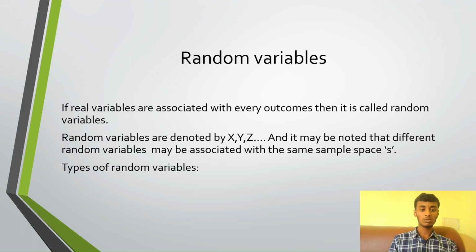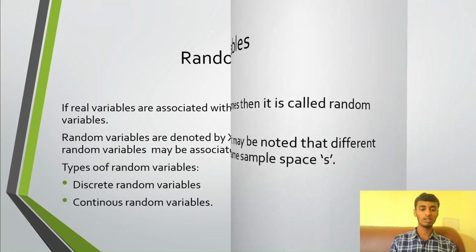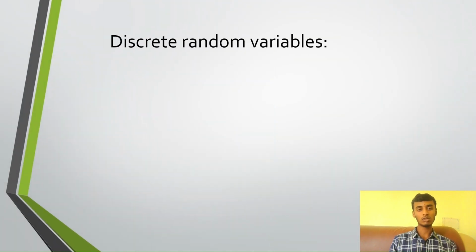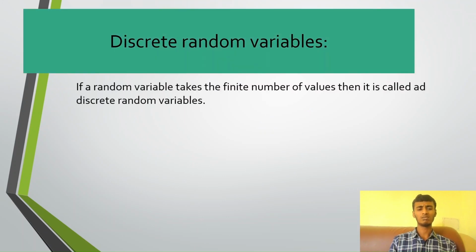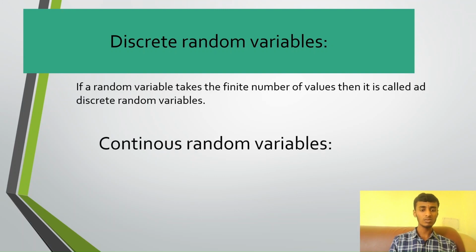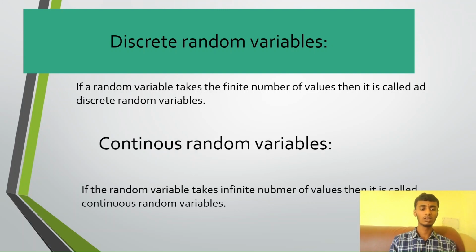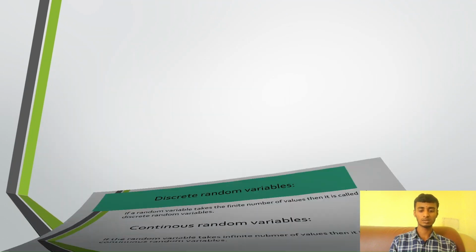There are two types of random variables, discrete random variables and continuous random variables. We will discuss the discrete random variables first. What is a discrete random variable? If a random variable takes a finite number of values, then it is known as a discrete random variable. Continuous random variables: if the random variable takes an infinite number of values, then it is called a continuous random variable.